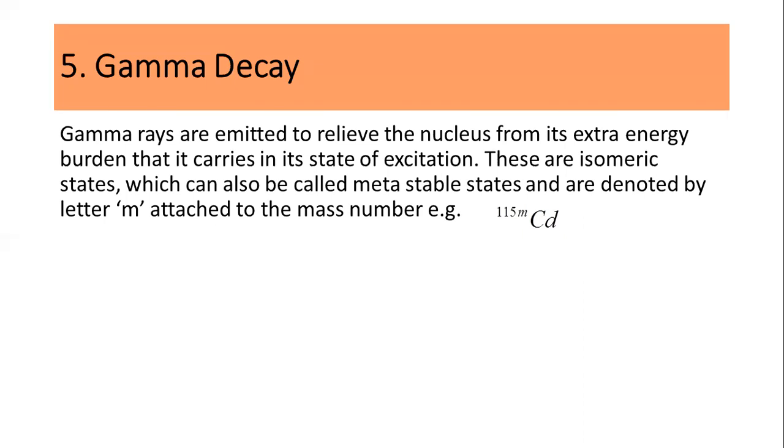if there is no alpha decay, positron emission, neutron emission, or electron capture, but the nuclide is still unstable or present in the excited state, then it should emit the energy in the form of gamma rays to stabilize itself. These are called isomers of each other, and they are called isomeric states.